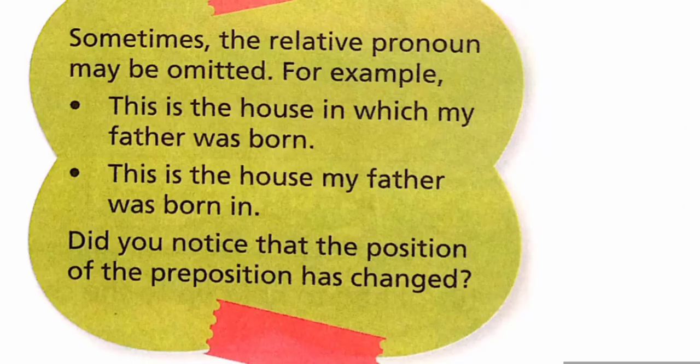Sometimes the relative pronoun may be omitted. For example, this is the house in which my father was born. This is the house my father was born in. Did you notice that the position of the preposition has changed? So, in the second sentence, we can see the relative pronoun is omitted.